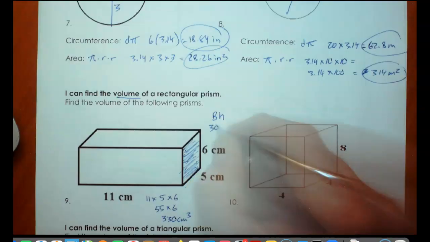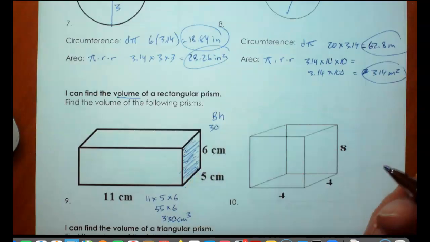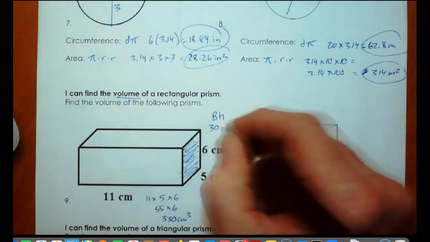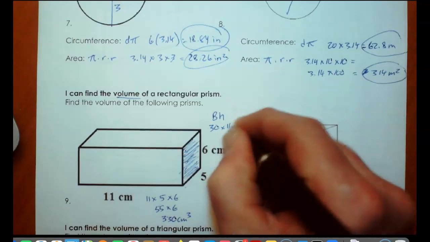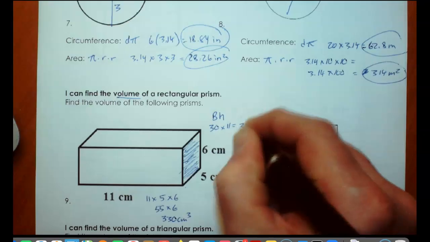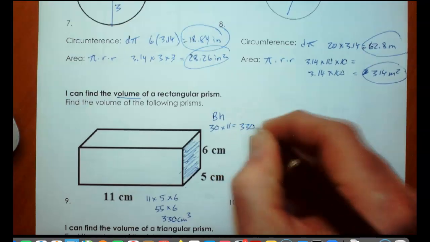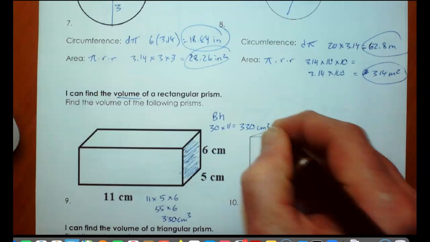See, that's already got two of the dimensions in it, the 5 and the 6, and we just multiply that by the height, which would be 11 in this case, and that's still 330 centimeters cubed. So you're looking at it both ways.